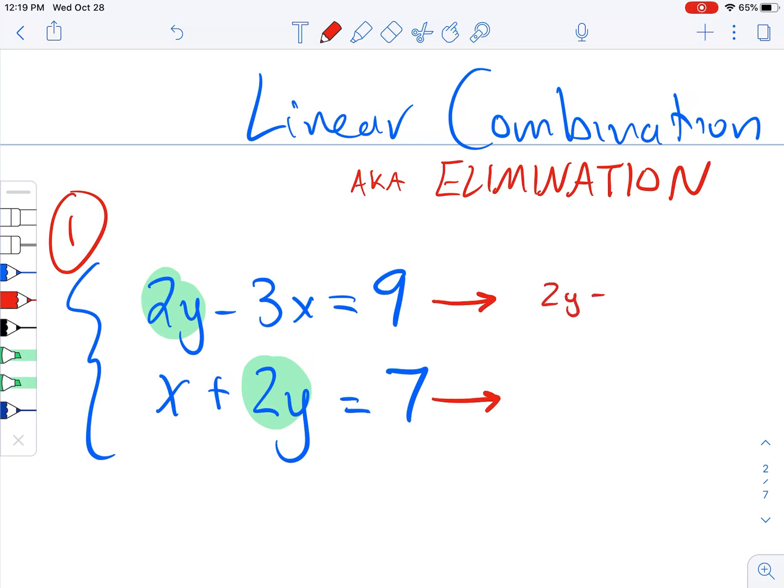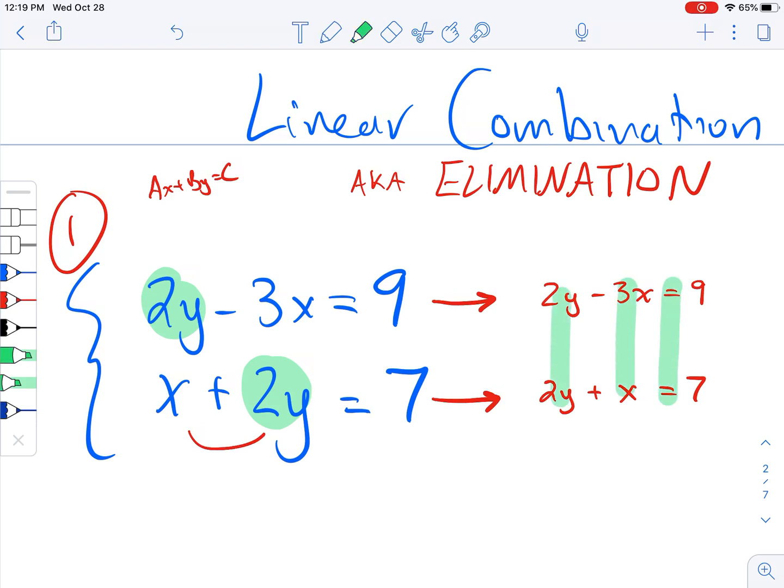Some people say that you need to have them in standard form. Standard form is ax plus by equals c. You don't have to have the x's come first, but one thing that's for sure is you need to have your x's, your y's, and your equal signs lined up. So I'm going to rearrange this equation, and I'm going to check my equal signs are lined up, my x's are lined up, my y's are lined up. Cool. Now I can proceed.